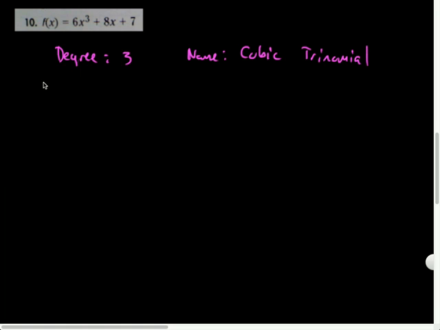The leading coefficient is what? It's positive. Leading coefficient is positive 6. So it's odd degree, right? Positive 6 leading coefficient. Let's see. How many roots do you think this could have? X-intercepts.